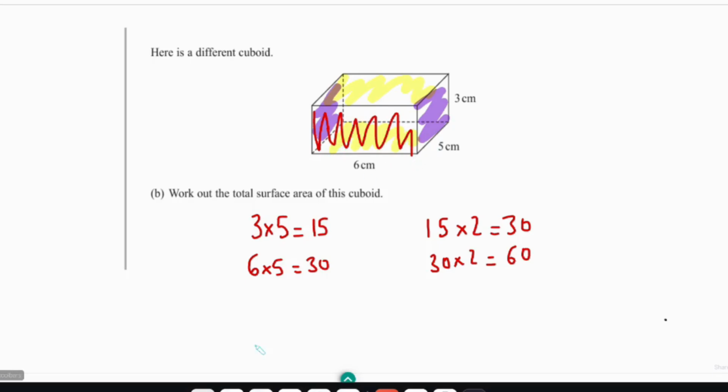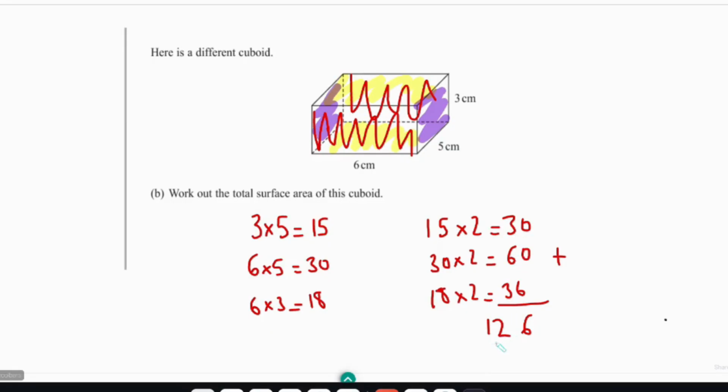Base is 6, height is 3. Which is the same as this back face here. I need 18 times 2 is 36. And if I add all my areas together, 6, 7, 8, 9, 10, 11, 12, 126 centimetres squared.